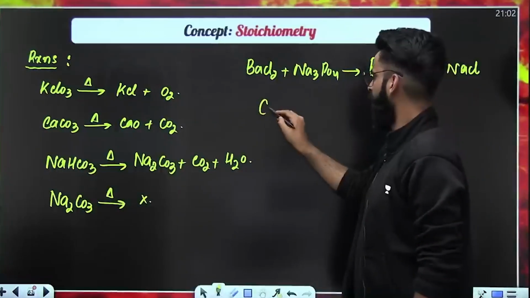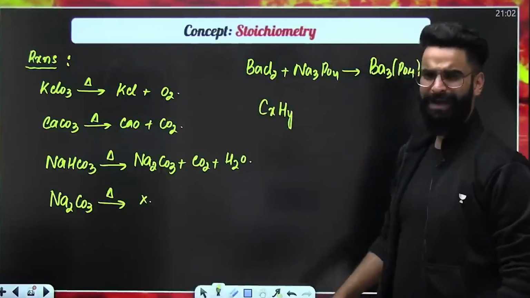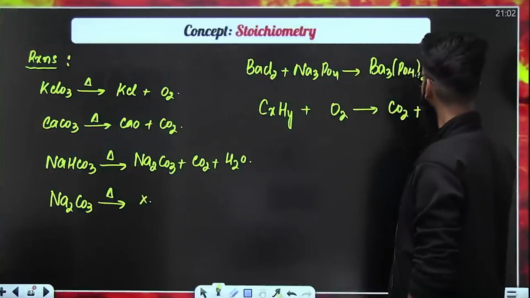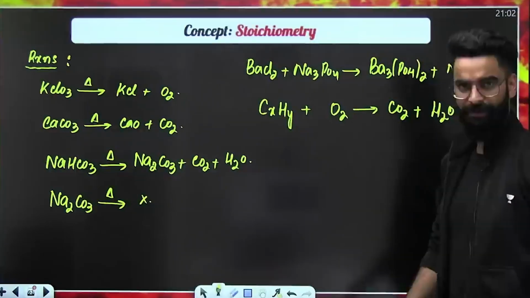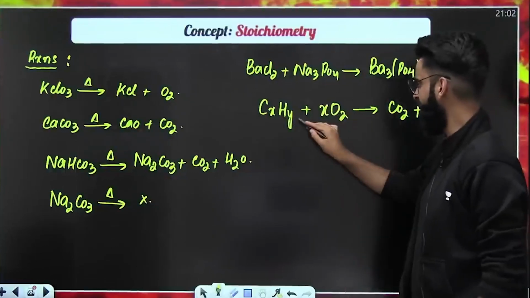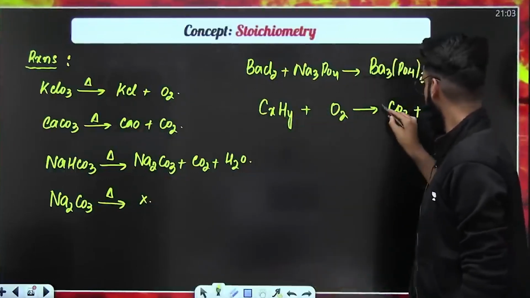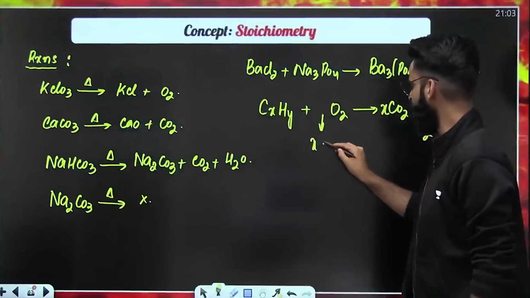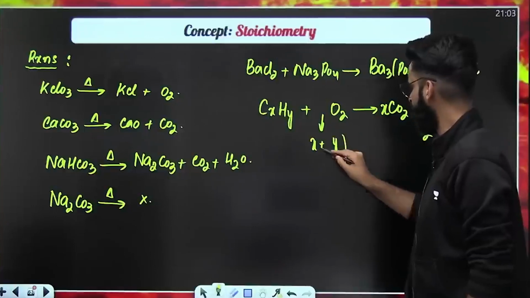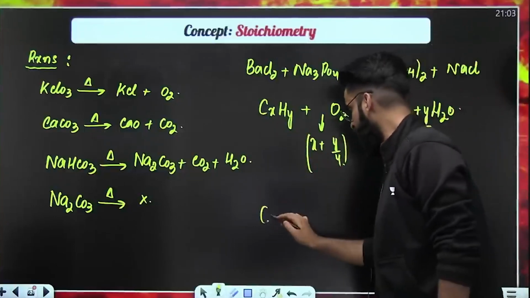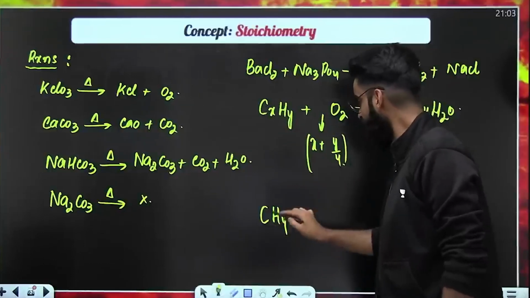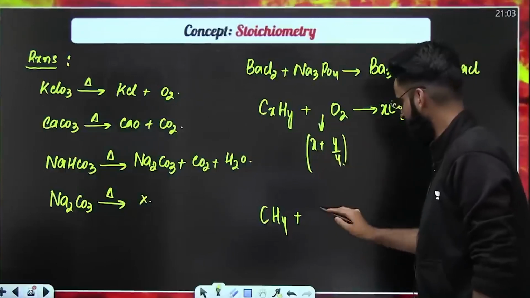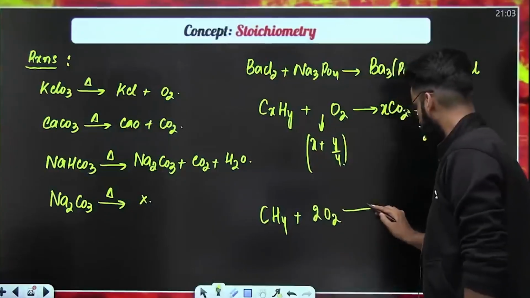Similarly, if you take the hydrocarbon CxHy and do its combustion, it will lead to the formation of carbon dioxide. With this carbon dioxide, we'll be writing water as well. I'm writing the reaction in the balanced format. X times CO2, Y by 2 times H2O, and the stoichiometric coefficient of O2 will be X plus Y by 4. For example, if you take CH4 here, the value of X is 1, the value of Y is 4, so X plus Y by 4 is 1 plus 4 by 4, 1 plus 1, that comes out to be 2. 2 times O2.